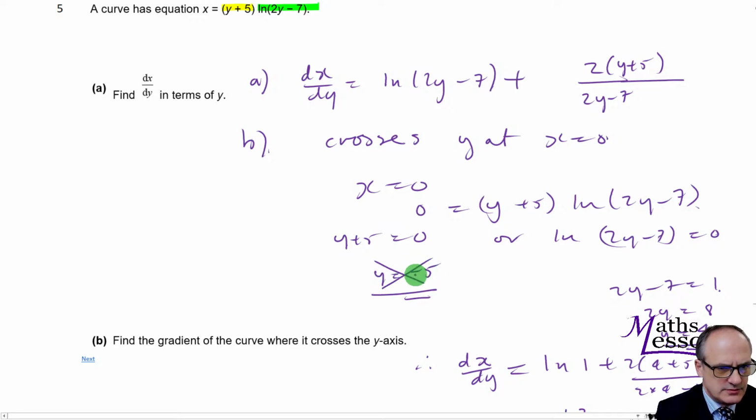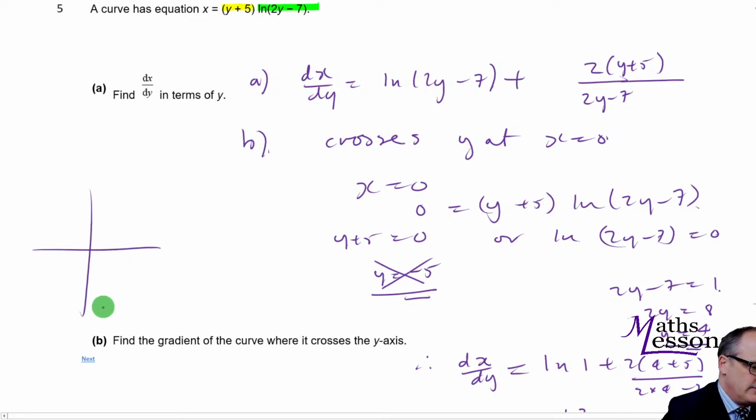The reason why I can't use y equals minus 5 is when you go back to the original equation, and what you must always do is check. Actually I didn't check for 4, I should probably check for 4 as well, and I will do in a second. If you put y as minus 5 back into here, it's the natural log part which will cause problems, because you've got 2 times minus 5 is minus 10, minus 7 is minus 17.